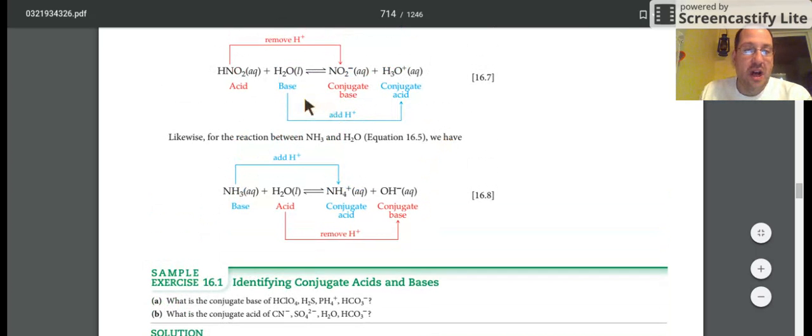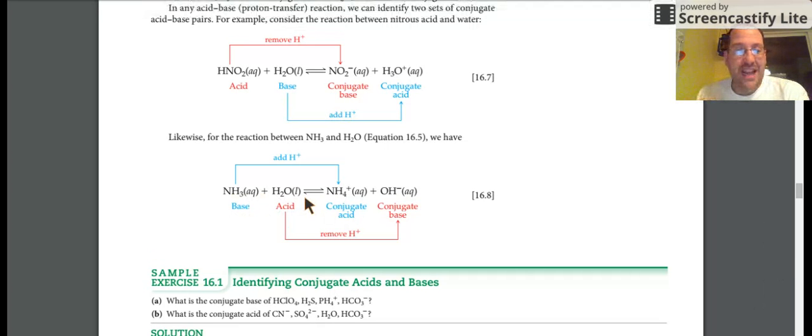Now I want to also point out here that these two reactions, notice that water can act as either a base when it's with an acid, or it can act as an acid when it's with a base. That's a special property of water called amphoterism. Amphoteric is the adjective form of it. So water is amphoteric. It can act as both an acid and a base.